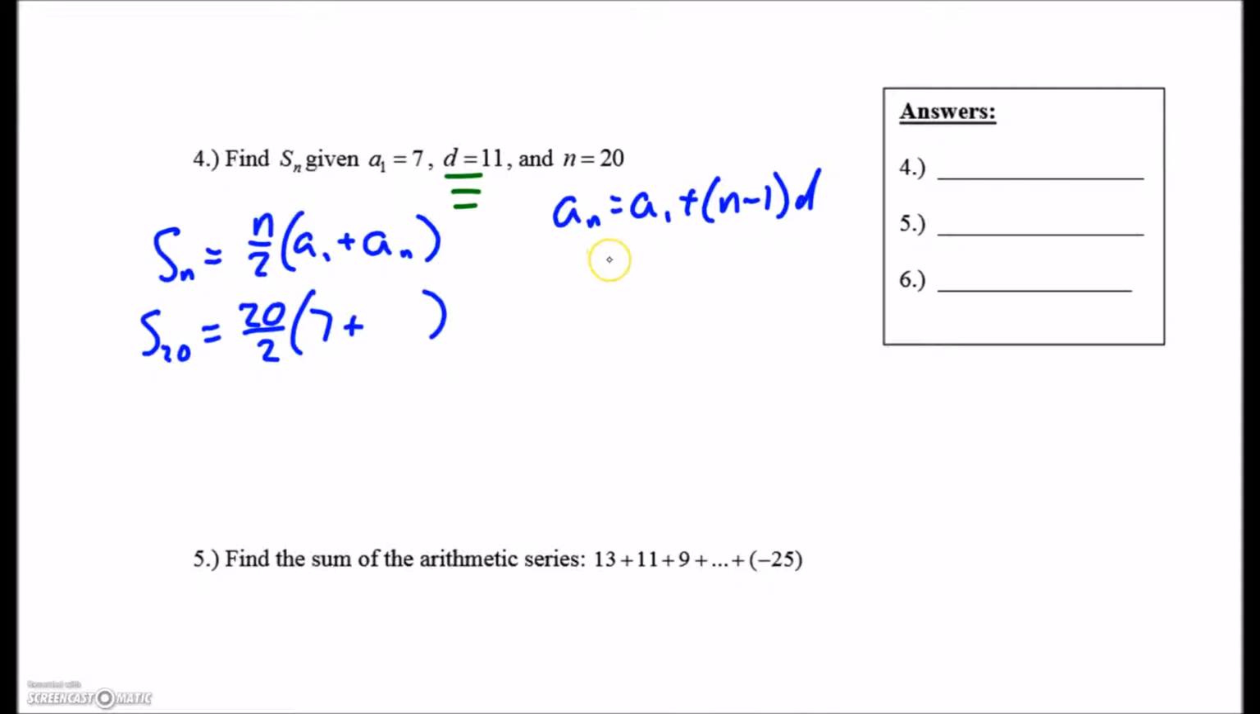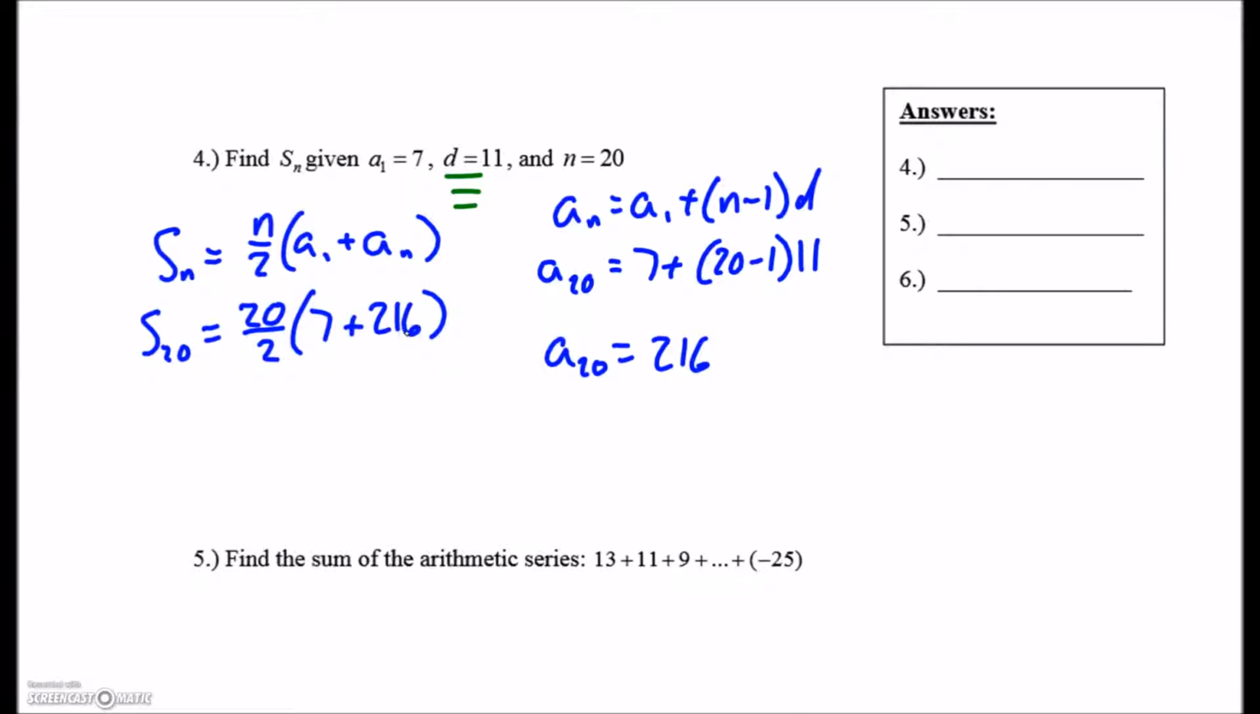So I start plugging in what I know. I know a sub 1 is 7. I know n is 20. And I know that d this time is 11. All right, so really I'm looking for a sub 20. But now again, I just plug this into my calculator. And when I plug this one in, it looks like it gives me a 216. So now I have my a sub n. I plug that in over here.